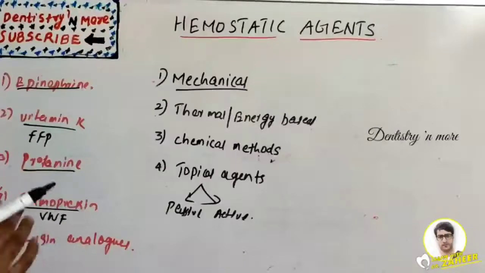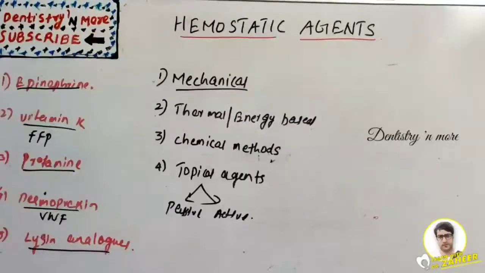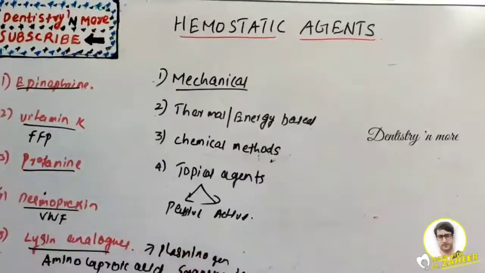Next we have desmopressin. It stimulates the release of von Willebrand factor and enhances the primary hemostatic mechanism. Then lastly we have lysine analogs. They are aminocaproic acid and tranexamic acid. They are antifibrinolytic agents and competitively inhibit the activation of plasminogen. They are variable in effect, that is the lysine analogs. So these are the chemical methods: epinephrine, vitamin K, protamine, desmopressin, and lysine analogs.